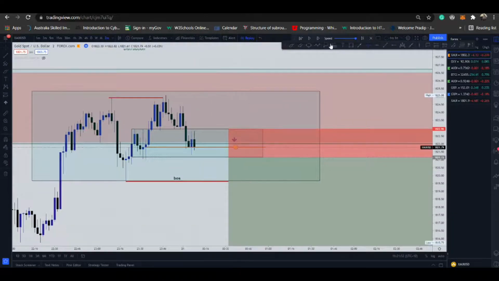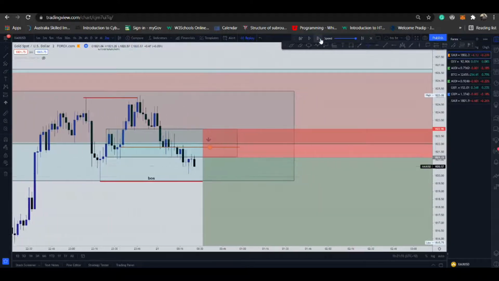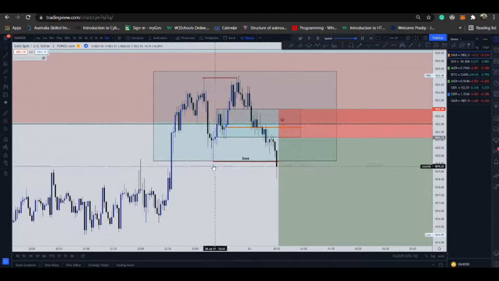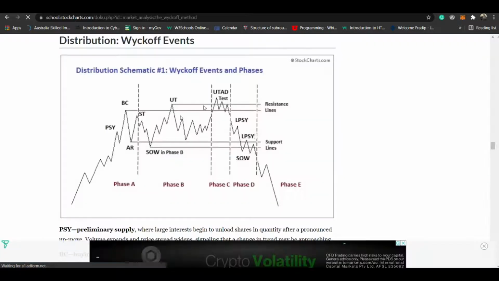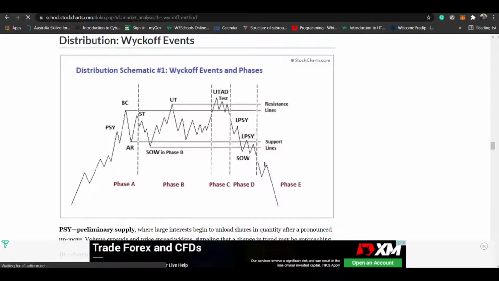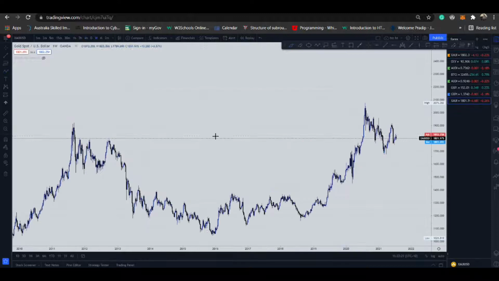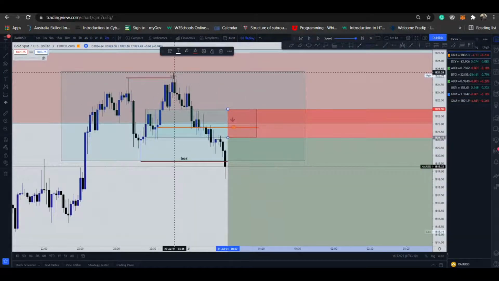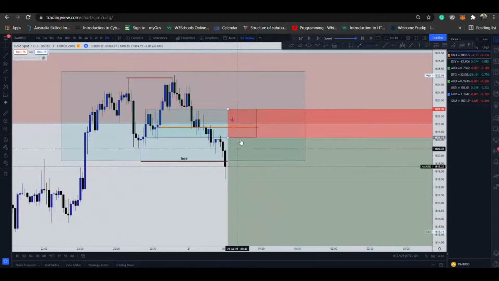I'll take this trade right over here. Okay, so the schematic was complete. The final breakup structure confirms my confirmation of the distribution schematic, like this one: the final liquidations, the breakup structure, the sign of weakness, and I was waiting for this retest to enter the trade around here. Same thing over here. As you can see, the structure was broken, the liquidity was taken over here. I was just waiting for the retest so that I can enter the trade.